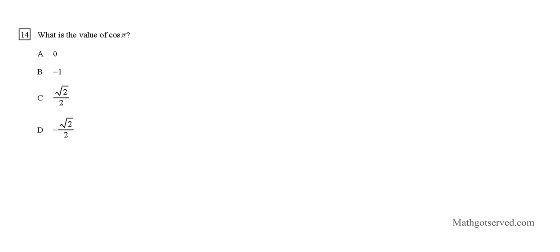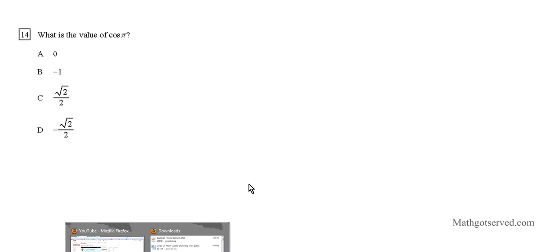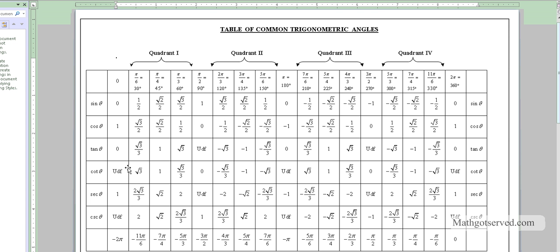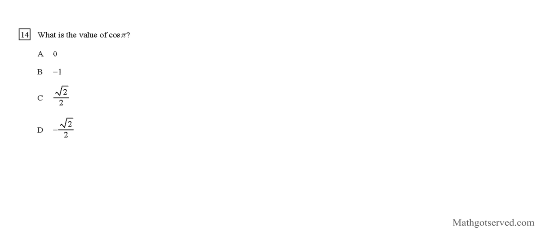All right, number 14. What's the value of cosine pi? To do this, we're going to consult our table of common trig angles. So let's bring that up. So we're looking for cosine pi. So we have cosine here and pi. We meet at -1. All right. So cosine pi is -1. All right. So let's indicate that. Cosine pi from the chart is -1. Final answer is B.